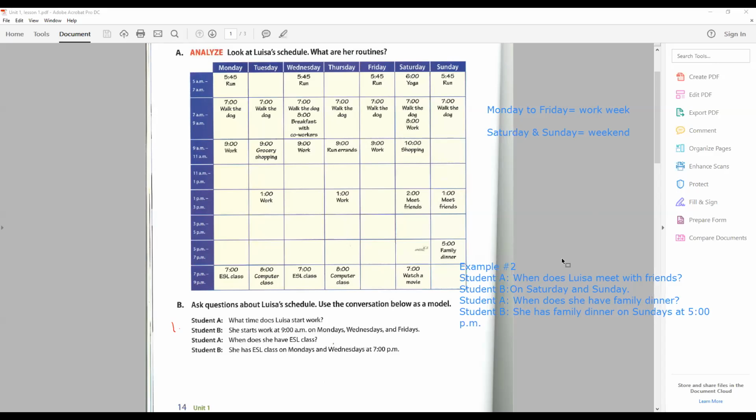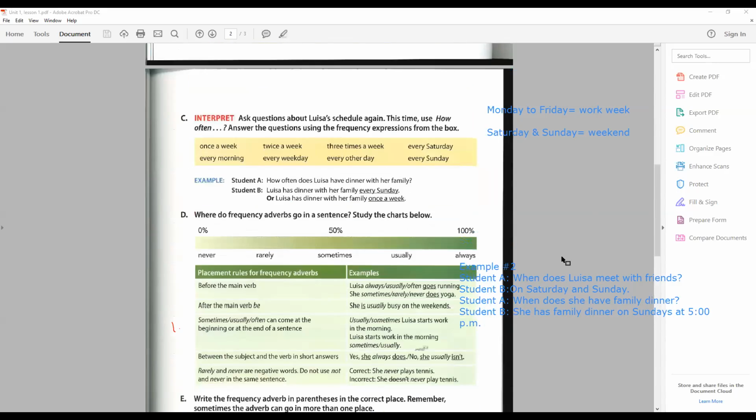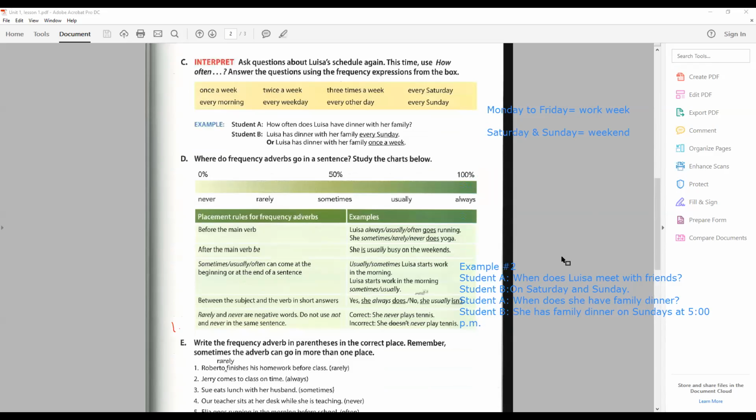All right. So now let's move on to the second page. So the next one is ask questions about Lisa's schedule again. This time use how often. Answer the questions using the frequency expressions from the box.